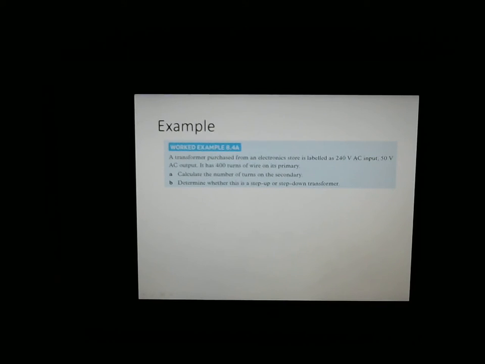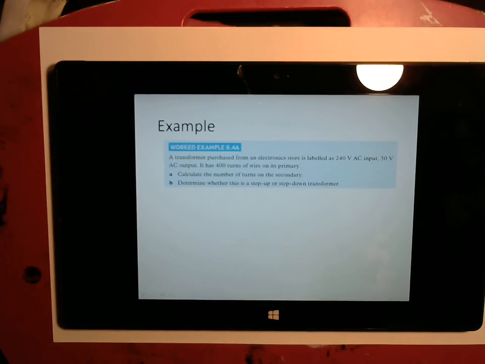This is the example from chapter 8.4. A transformer purchased from an electronics store is labelled 240 volt AC input, 50 volt AC output. It has 400 turns of wire on its primary. Two things we're going to do: calculate the number of turns on the secondary, and tell me, is this a step up or a step down?